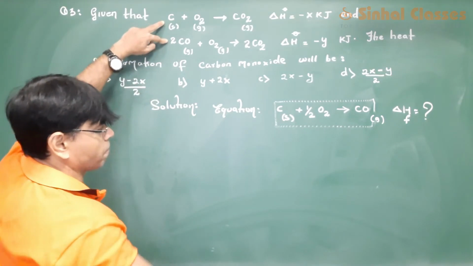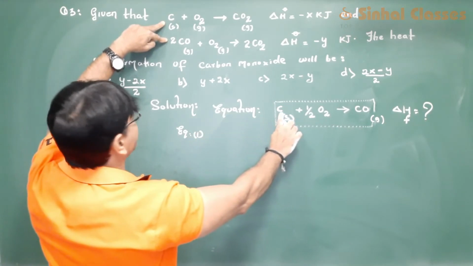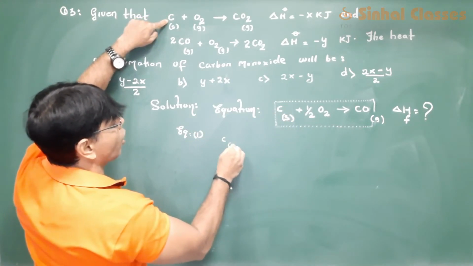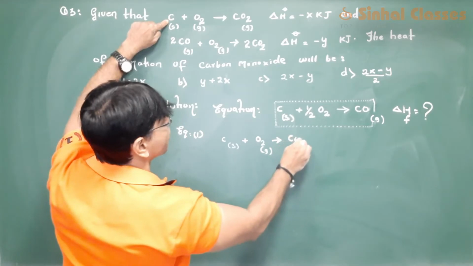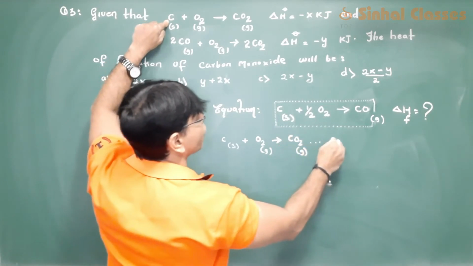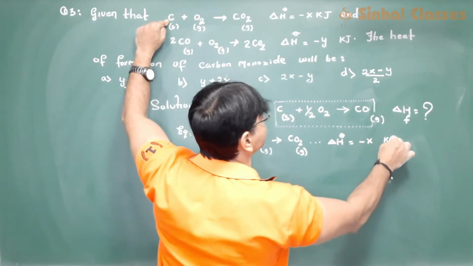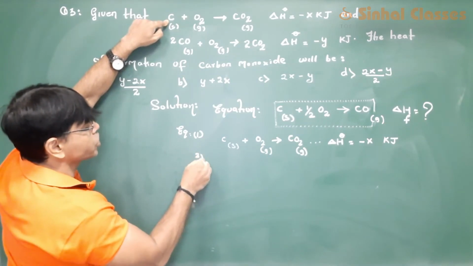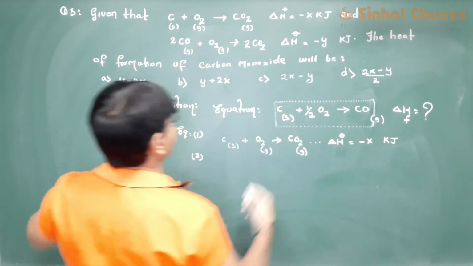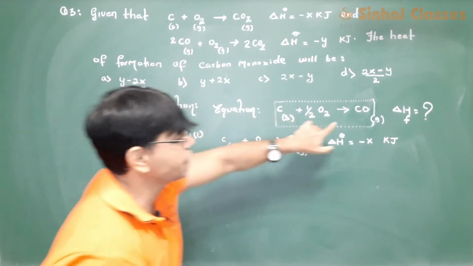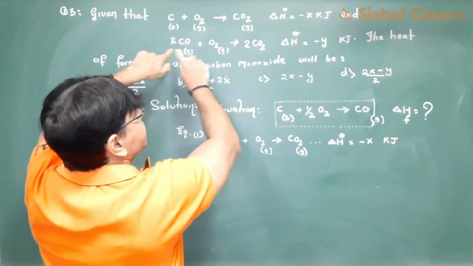Now look at these two equations. Equation number 1, I wanted carbon on my left side. Carbon is already there. So I will not touch equation number 1. Given equation number 1, let it be as it is, for which delta H value is given as minus x kilojoules. But equation 2, I wanted carbon monoxide on my right side, and here it is on the left, and secondly I wanted only 1 mole. So what you do is you reverse this reaction and divide by 2.